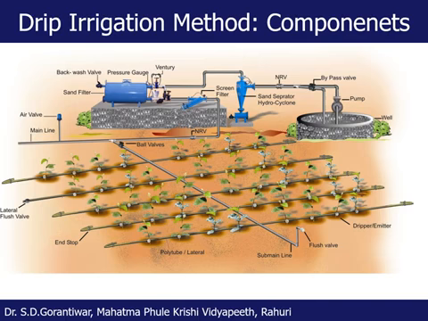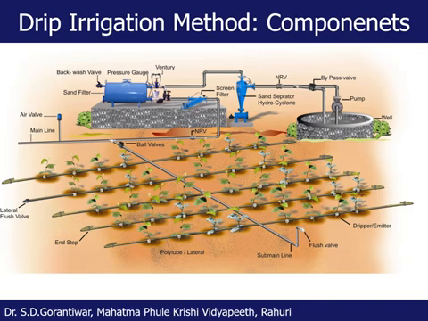At the head of the submain, if you see, there is one ball valve. This ball valve controls the flow of water into the submain, and eventually into the laterals and to the emitters as well. The area beneath the ball valve, that constitutes the submain and the laterals on both sides of the submain, is known as one subunit. So one ball valve controls one subunit.